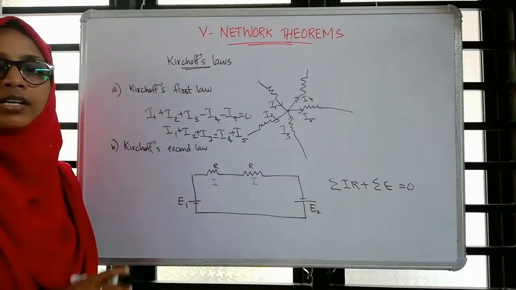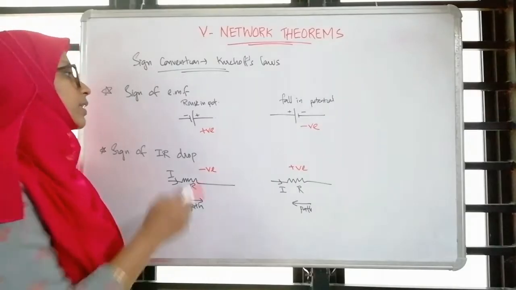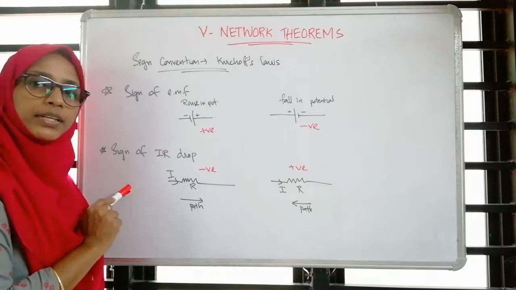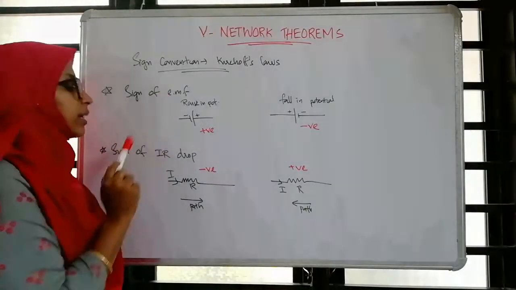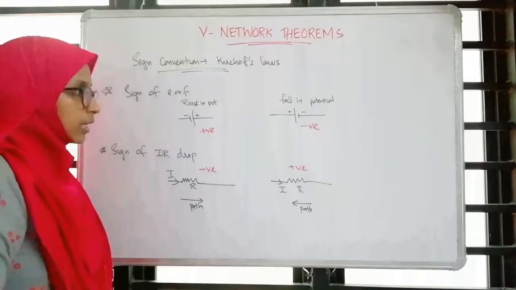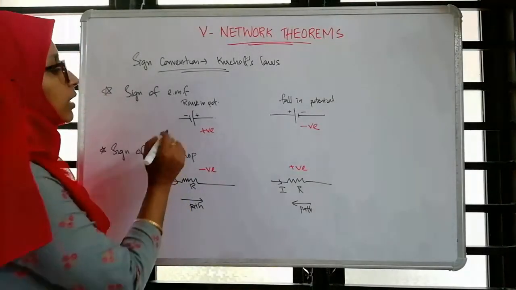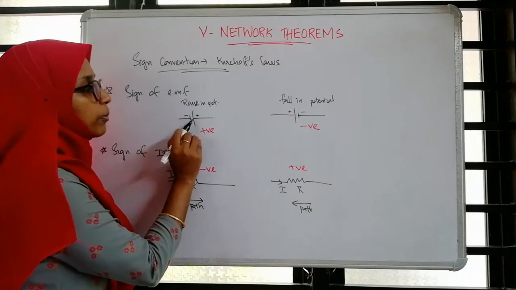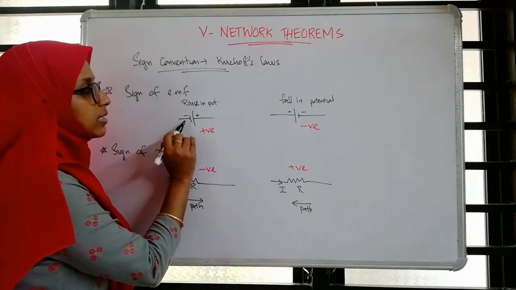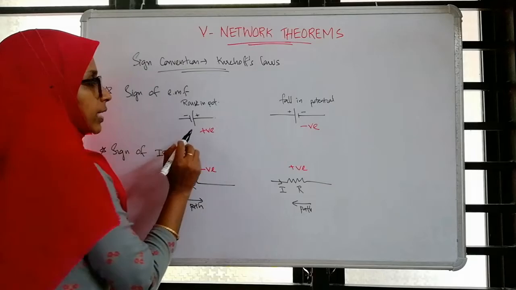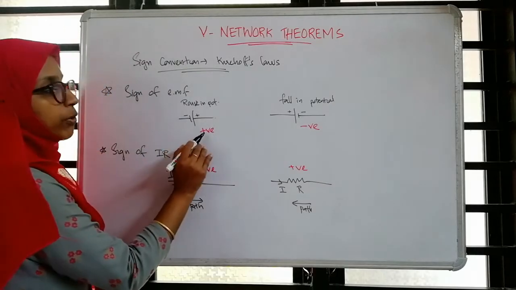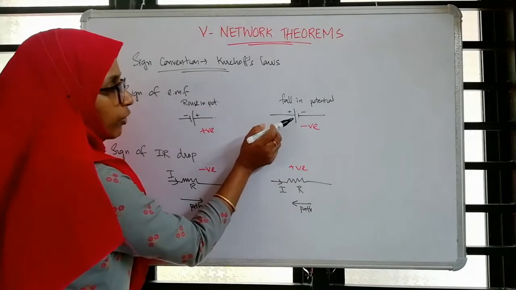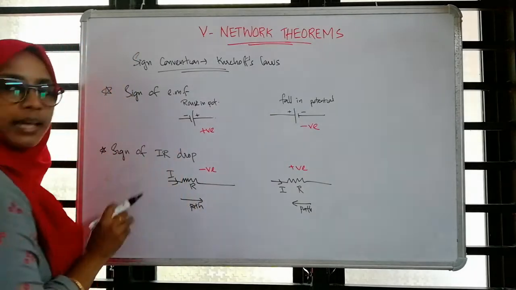That is Kirchhoff's second law. These are the sign conventions we have to apply when solving a problem using Kirchhoff's laws, that is, the sign of EMF and the sign of IR drop. For the sign of EMF, if we consider an EMF source going from negative to positive, that is a rise in potential, so the sign of EMF is taken as positive. Going from positive to negative, a fall in potential, the sign is taken as negative.